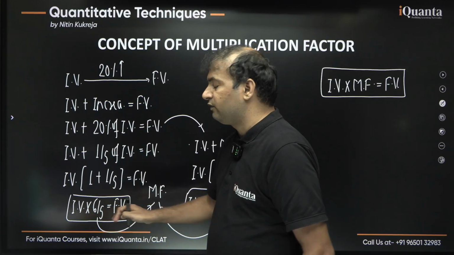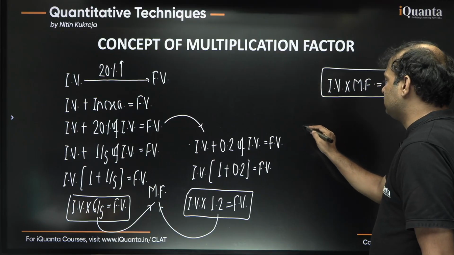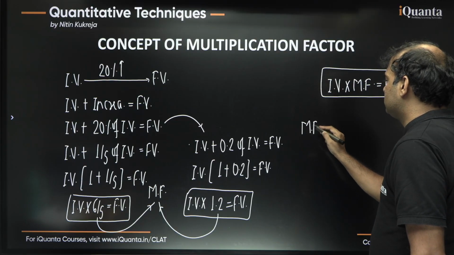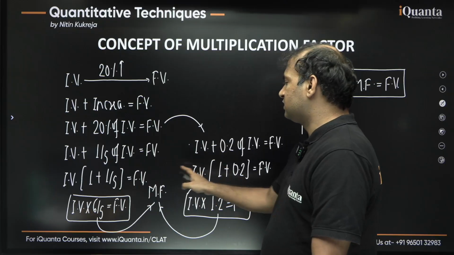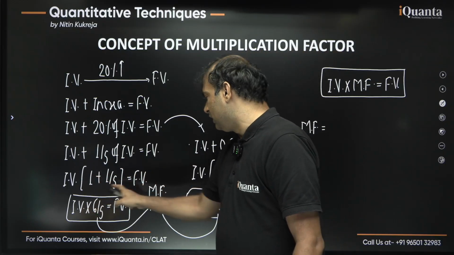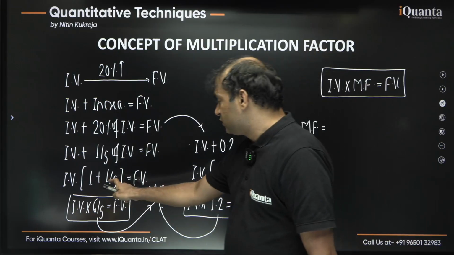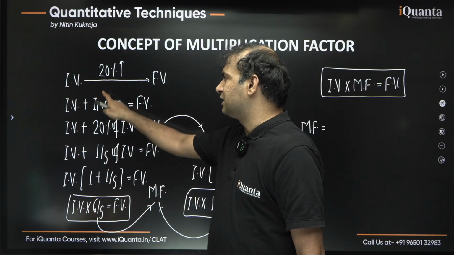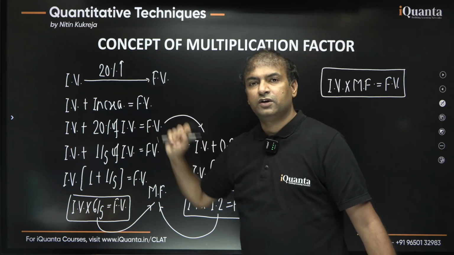See, we just have to find the multiplication factor, obviously. So to find the multiplication factor, we can do what? We can say multiplication factor is what, guys? See, in both of these, the multiplication factor is here in this bracket. So this is 1 plus something, right? 1 plus 1 by 5 or 0.2. Now what is this 1 by 5? 1 by 5 is the fraction conversion of 20%, right? And 0.2 is the decimal conversion of 20%.